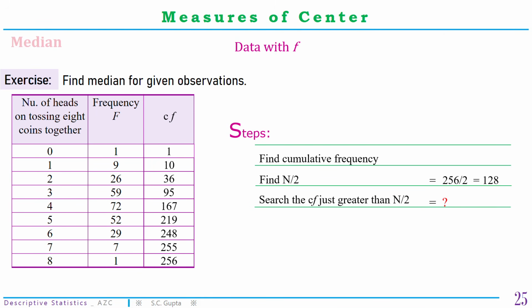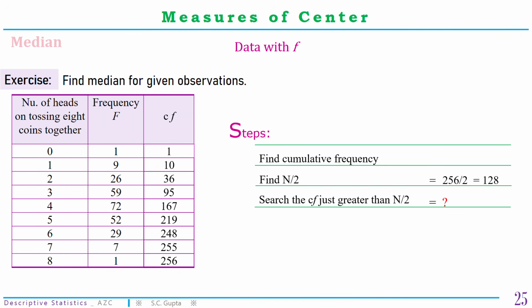N is the total number of observations. The last cell value of cumulative frequency is the sum of all frequencies. That means it's the total number of observations. So n is 256, and n divided by 2 is equal to 128.